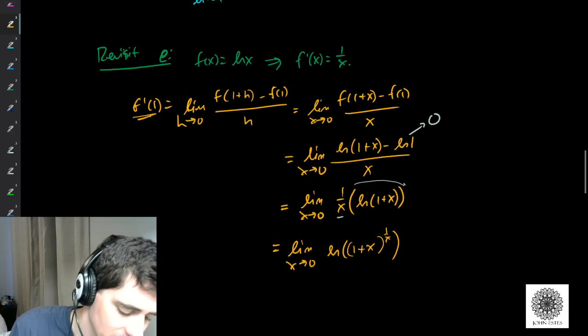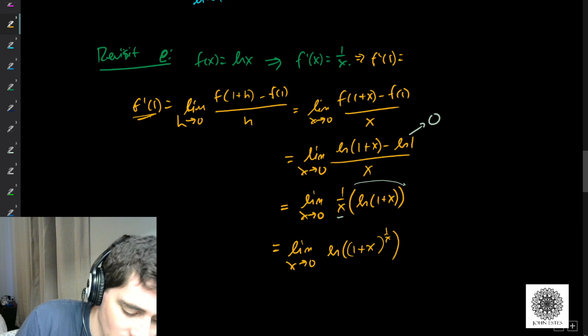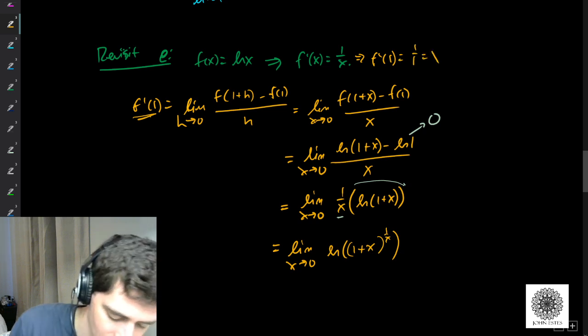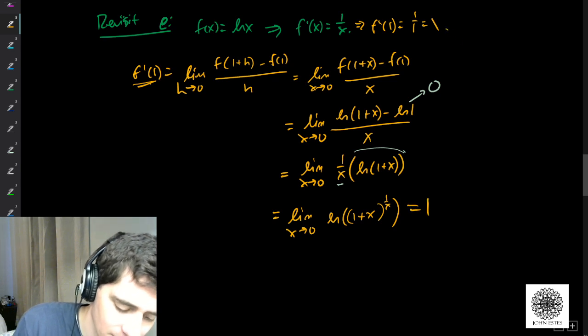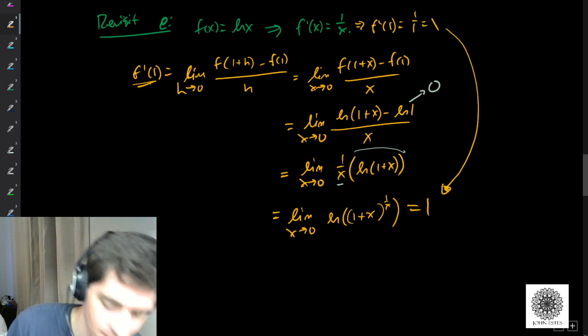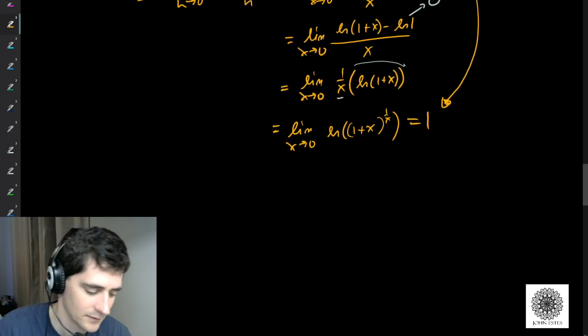Well, why did I go this route? I know that f prime of 1 is just 1 over 1, which is 1. So all of this equals 1, right? All of that equals 1. Okay, so this is going somewhere. All right, so now watch this.